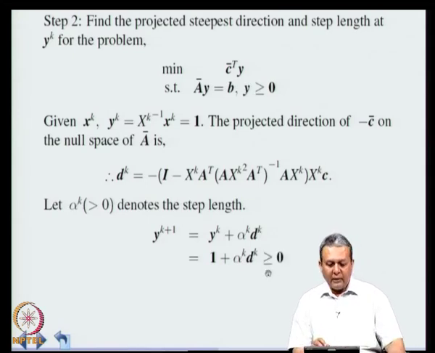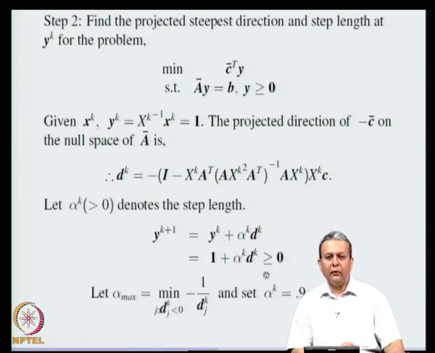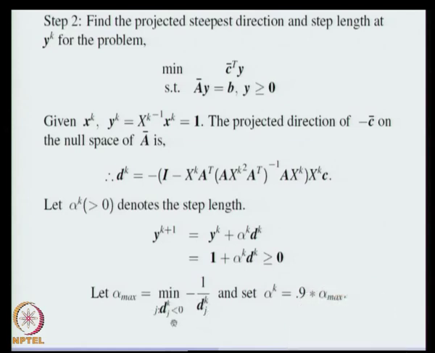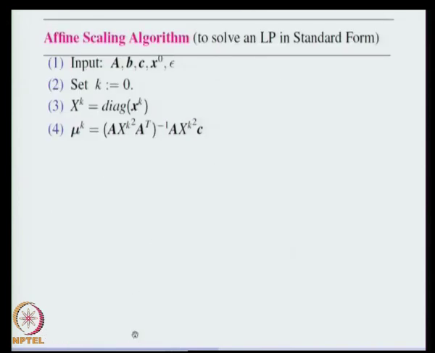So, we want this to be greater than or equal to 0, and therefore, alpha max is chosen as the minimum of minus 1 over dkj, where dkj is less than 0, and this alpha k is set to 0.9 times alpha max. And step 3 of the algorithm is to transform yk plus 1, which is obtained here, back to the x space, that is, xk plus 1 is nothing but Xk times yk plus 1.